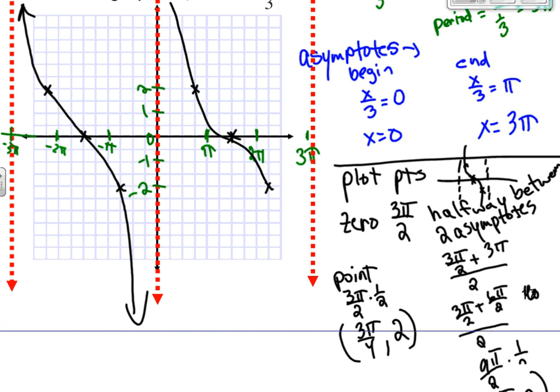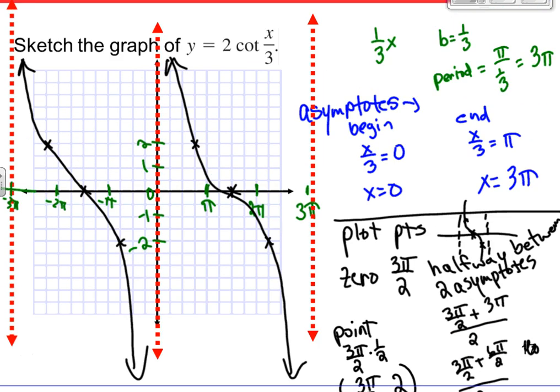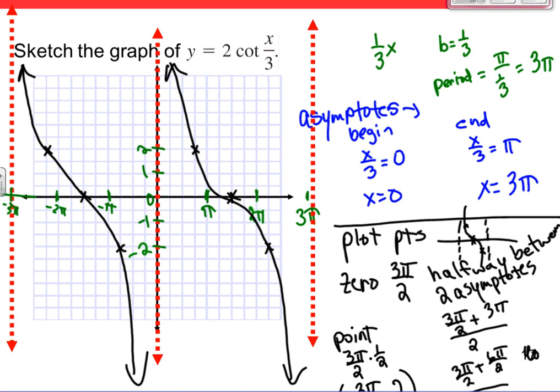And that's the best I'm going to sketch that in. And so that is the graph of y equals 2 cotangent x over 3. Any questions?